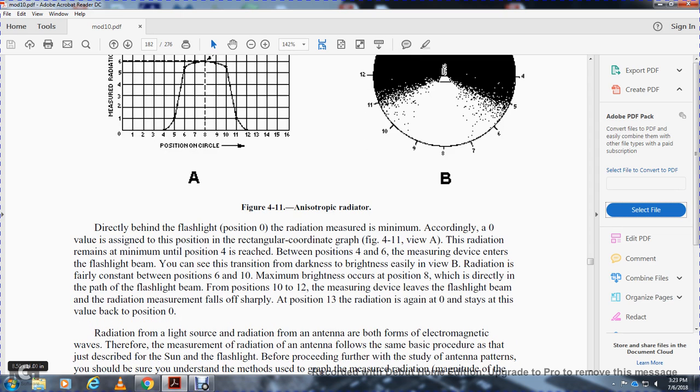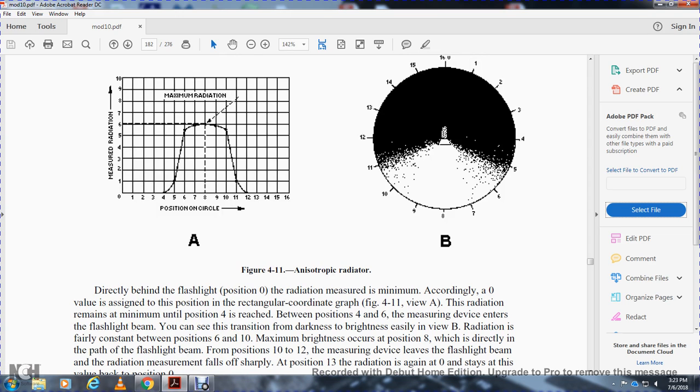Directly behind the flashlight, at position 0, the radiation measured is at a minimum. According to the rectangular coordinate graph in figure 4-11, view A, the radiation remains at the minimum until the position of the measuring device becomes between positions 4 and 6, the center of the flashlight beam.